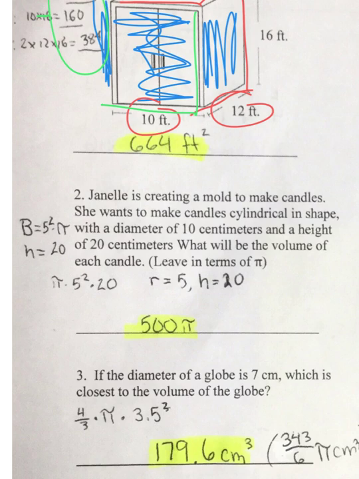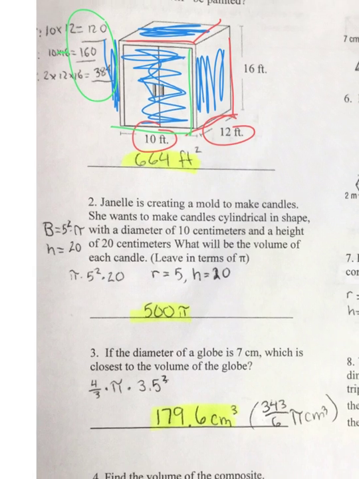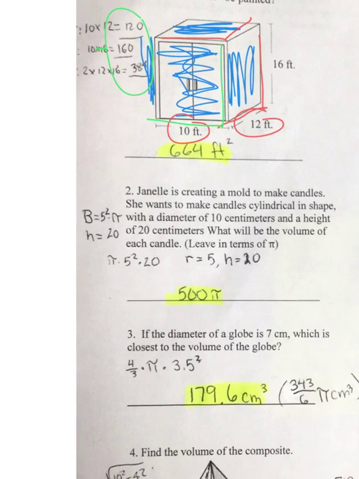Number 2, Janella's creating a mold to make candles. She wants to make candles in cylindrical shapes with a diameter of 10 centimeters and a height of 20 centimeters. What will be the volume of each candle? Leave in terms of pi. Don't overthink this. Don't make it harder than it needs to be.